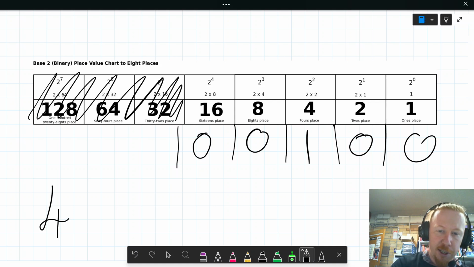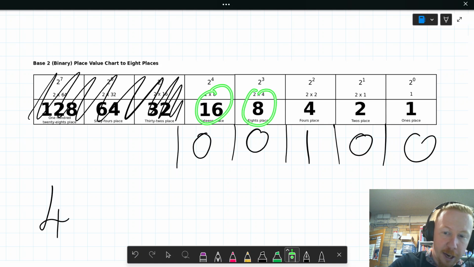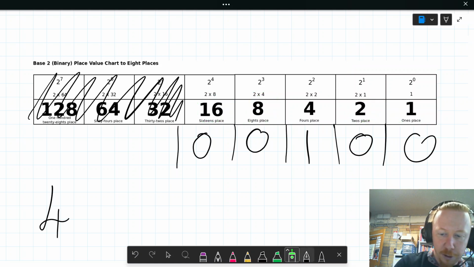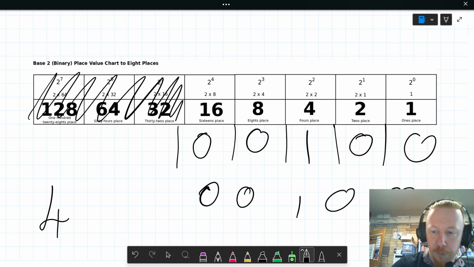We don't have a 16. We don't have a 16. We don't have an 8. We have a 4. We don't have a 2. We don't have a 1. So in binary, 4 can be represented as 0, 0, 1, 0, 0.